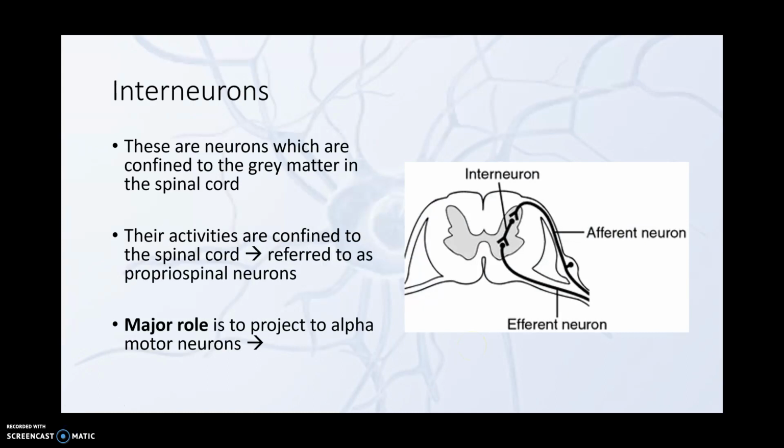Okay, so now we're going to move on to talking about interneurons a little bit. These are neurons which are confined to the gray matter within the spinal cord. So they're right here within the spinal cord. Their activities are confined to the spinal cord only. They're referred to as propriospinal neurons. Their major role is to project to the alpha motor neurons to tell them how to respond. Remember, a couple slides ago I explained how the alpha motor neurons' response is going to be influenced in 3 different ways: our primary sensory afferent fibers, our descending pathways coming from the brain, and then our interneurons. But our interneurons are our most common way.